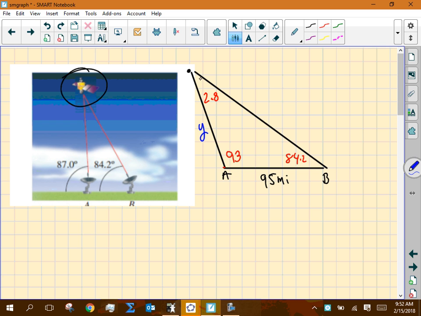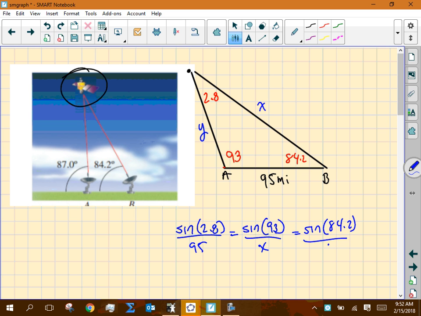So now the question was, how far away is the satellite from station A, and how far away is the satellite from station B? Can I now say that the sine of 2.8 divided by 95 is equal to the sine of maybe 93 over x, which is equal to the sine of 84.2 over y? Does that make sense? So those are my three ratios.